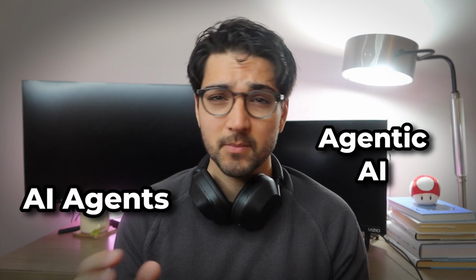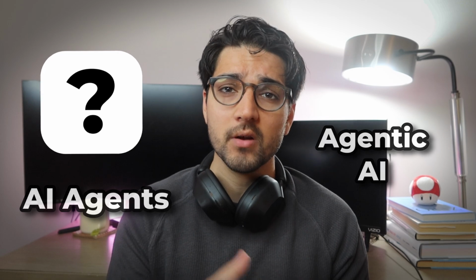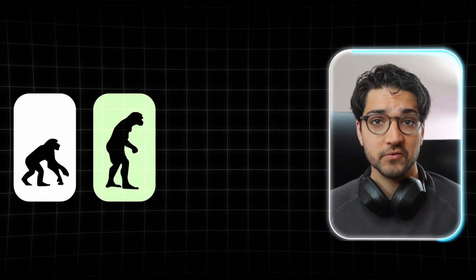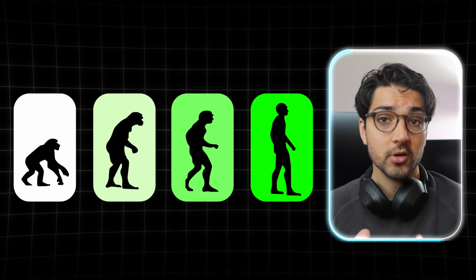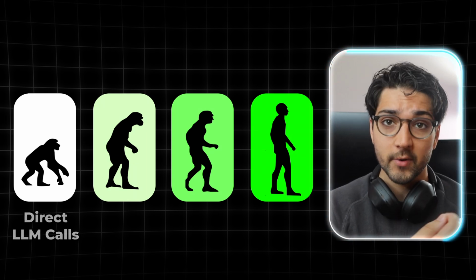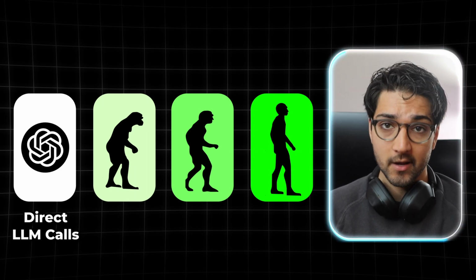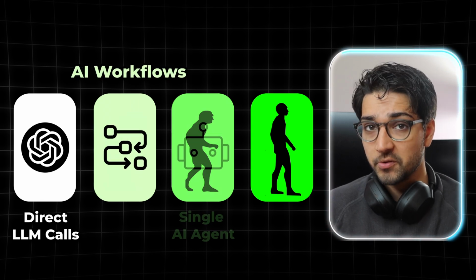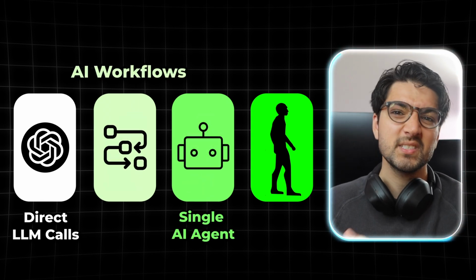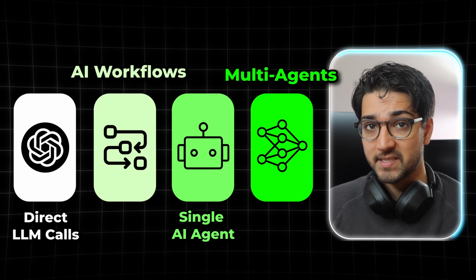So you may have heard of these buzzwords, agentic AI and AI agents, but what exactly do they mean, and how are they different from the traditional Gen AI use cases that we've already seen in the field? To break this down, I want to go through the evolution of generative AI at this stage, starting with simple direct LLM calls, moving into AI workflows, single agent use cases, and then ultimately multi-agent use cases or agentic AI systems.